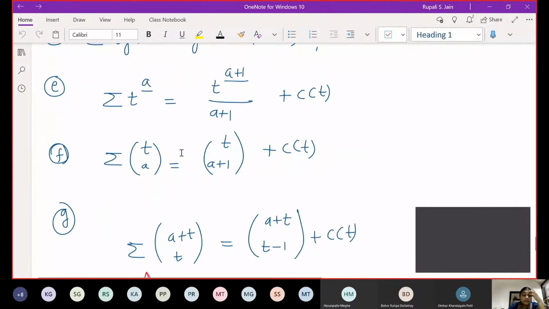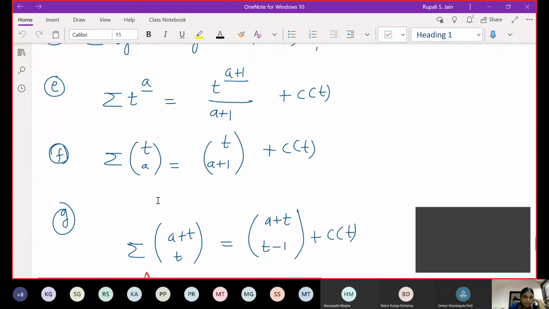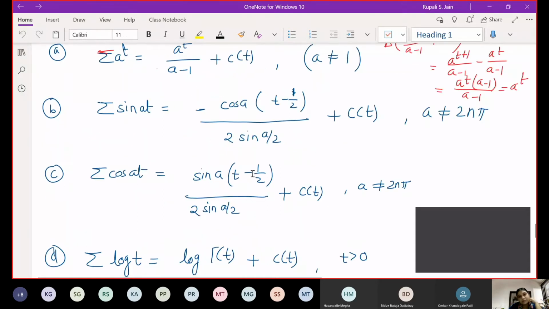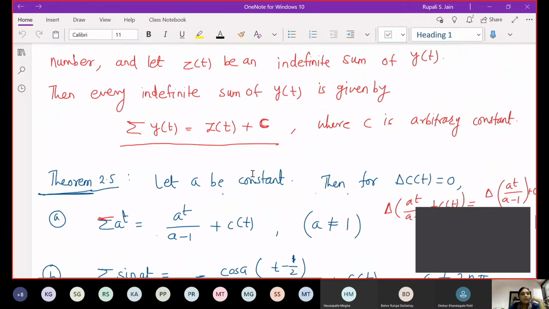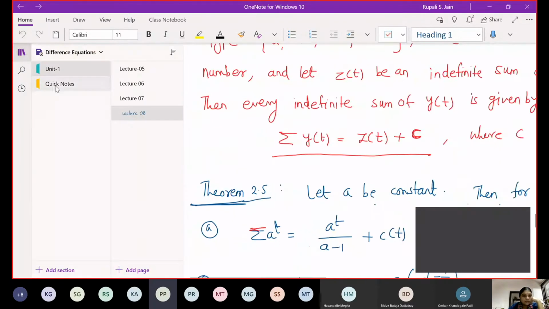So now I think everybody might have done this homework. I gave this as homework: you have to take delta on both sides and use the formula for the delta operation and show that LHS is equal to RHS. Right. Now we'll start today's lecture.